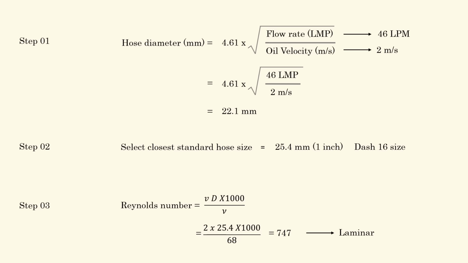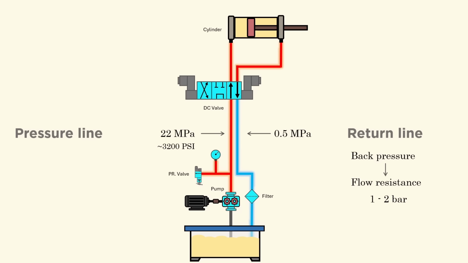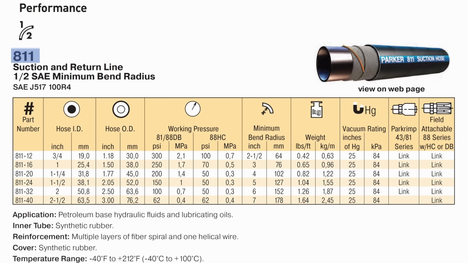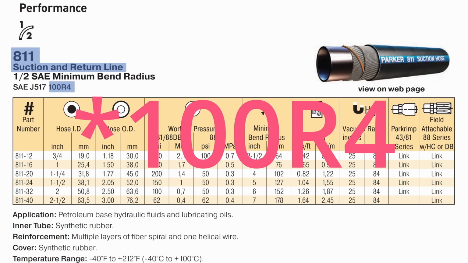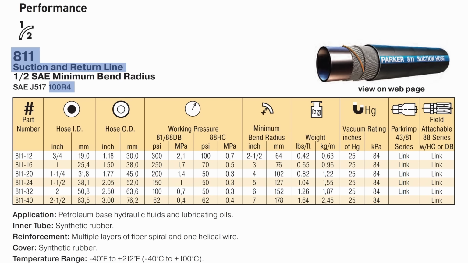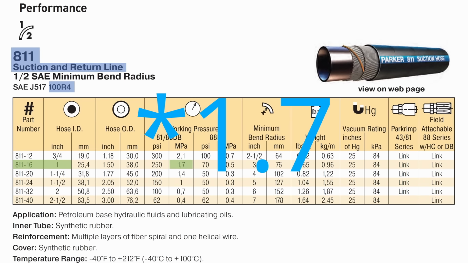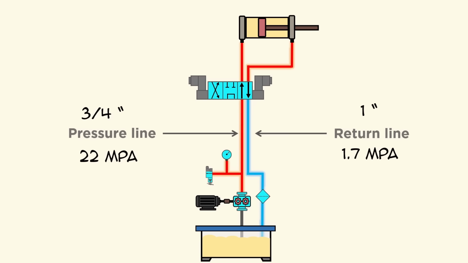And now let's talk about pressure rating. As we discussed earlier, in the return line, the pressure is only back pressure. Typically, the pressure is around 1 to 2 bar. Now, in the catalog, you will find separate hose series designed especially for return and suction lines, which follows SAE 100R4, commonly used for return and suction line application. For 1 inch size, the hose is 811-16 with a working pressure of 0.5 megapascal, perfectly suitable for our return line.